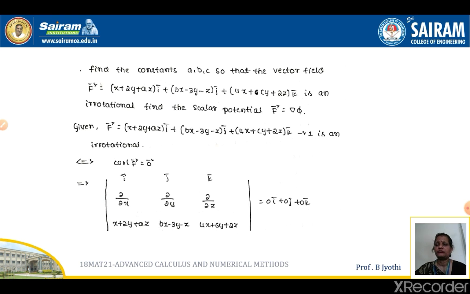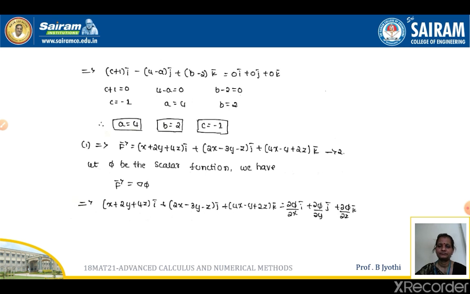One more problem of this type, that is find the constants so that the vector field is irrotational, and find out the scalar potential, f equals del phi. So f is given like this, and it is irrotational, so the curl f is equal to 0 we need to consider, and the curl f formula is given by the ijk determinant, and each component of which, when it is equated, after finding the determinant, we will be getting c + 1 is 0, and 4 − a is 0, and b − 2 is 0. Thereby we get a is 4, b is 2, and c is −1.